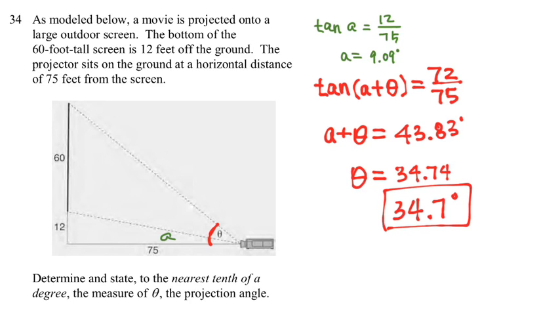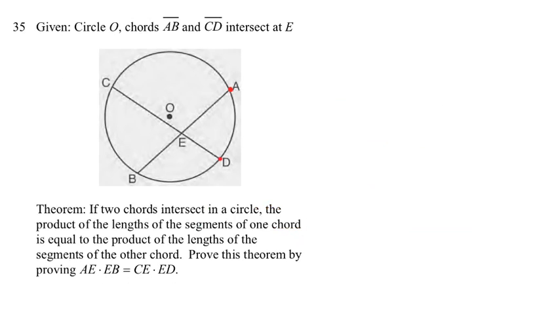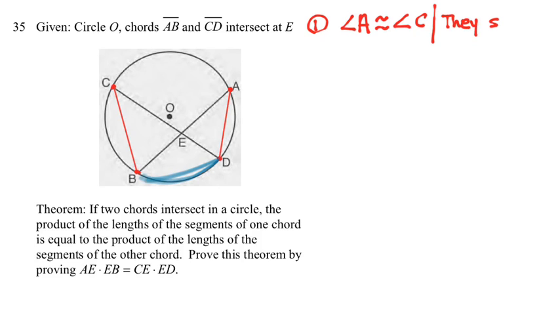All right. Let's look at number 35. So what we're going to be doing is first we're going to draw the two chords. So now what I'm going to do is use a similar triangle concept. So angle A must be congruent to angle C because they share an arc, which is right over here, arc BD.